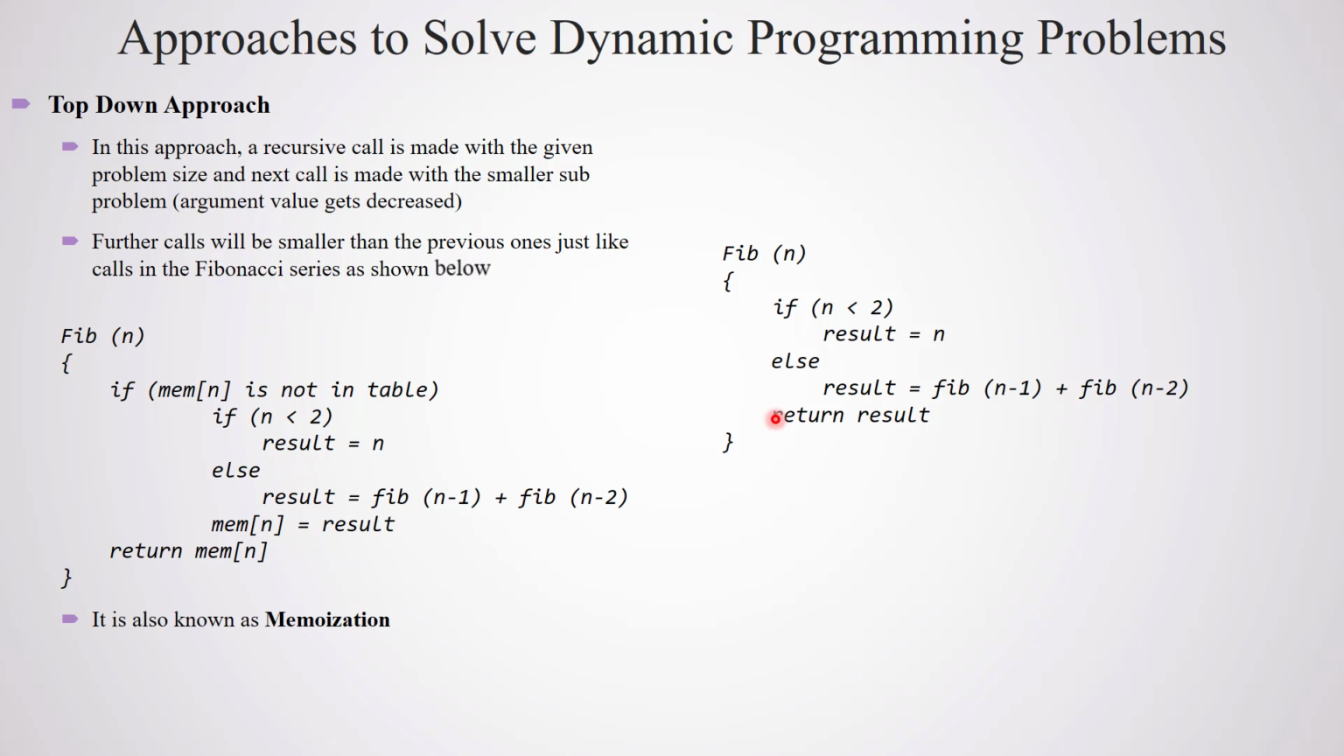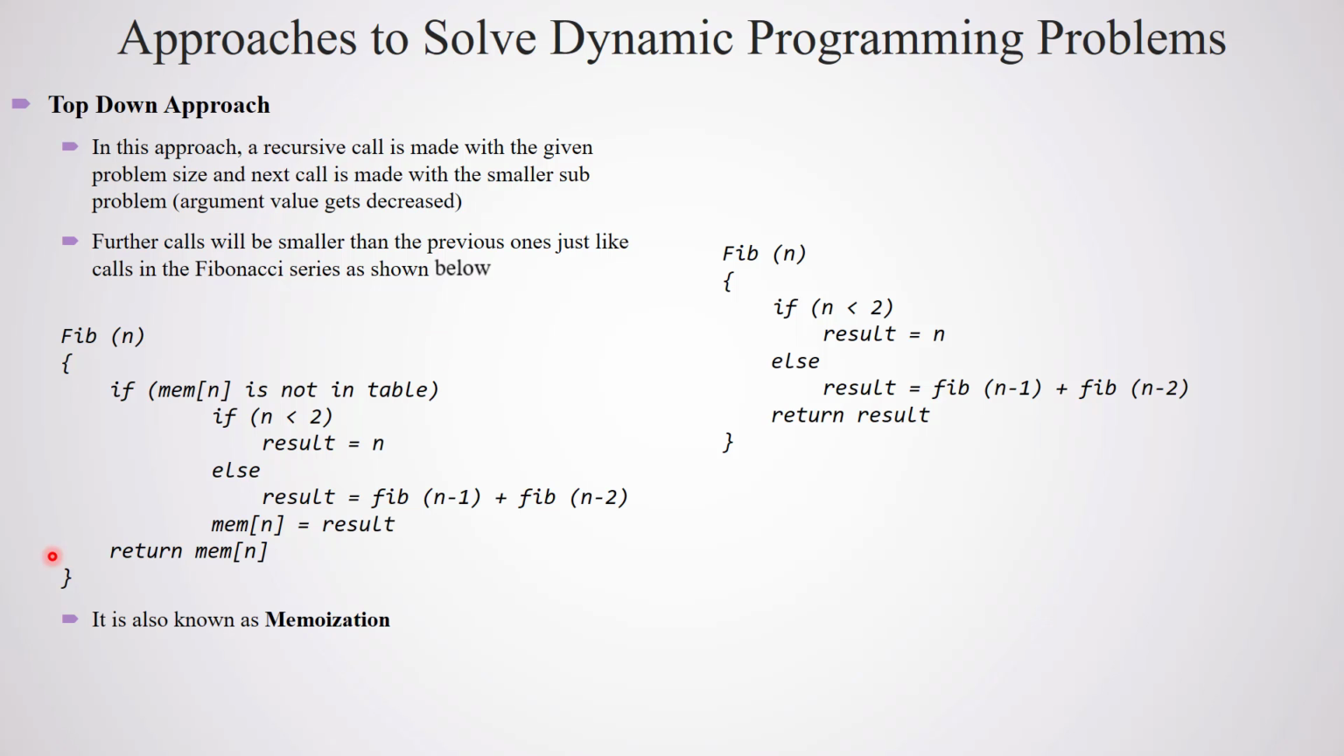Next are the approaches to solve dynamic programming problems. Two approaches are there, the top-down approach and the bottom-up approach. First is the top-down approach. In this approach, a recursive call is made with the given problem size, and the next call is made with a smaller subproblem where the argument value gets decreased. Further calls will be smaller than the previous ones, just like calls in the Fibonacci series as shown below.